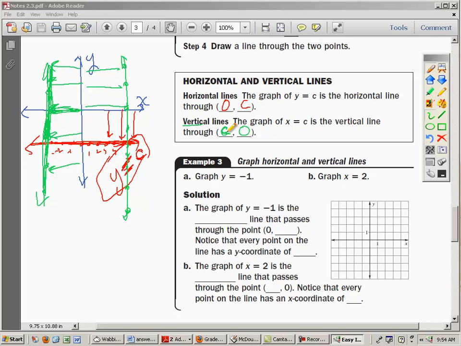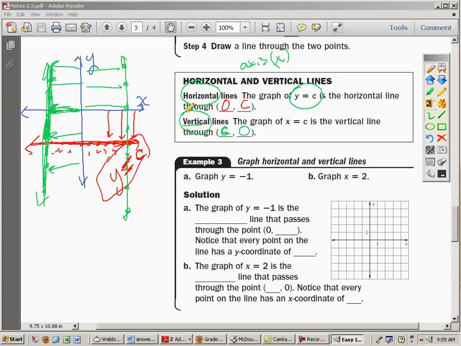So it looks a little tricky because we've talked before about the horizontal axis. The horizontal axis is the x-axis. So it's a little confusing that y = c is a horizontal line. So it's a little counterintuitive. Again, vertical lines say x equals, even though the y-axis goes up and down.